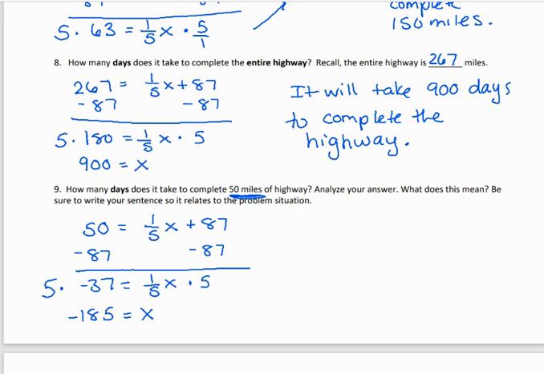So that's my x value. And yes, that's what x equals. But when I write my sentence, am I going to say it will take negative 185 days? No. What does that negative really represent? Like it takes less than a day. That's a good idea. That's a good guess.